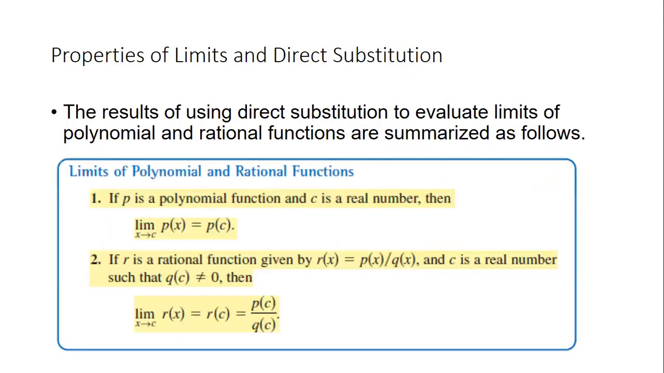So this is just reiterating limits of polynomial and rational functions. When you are looking for the limit of a polynomial, it is always going to be direct substitution. If you have a rational, your answer is also always going to be direct substitution, but you need to be mindful of your denominator. You also want to make sure you factor before.